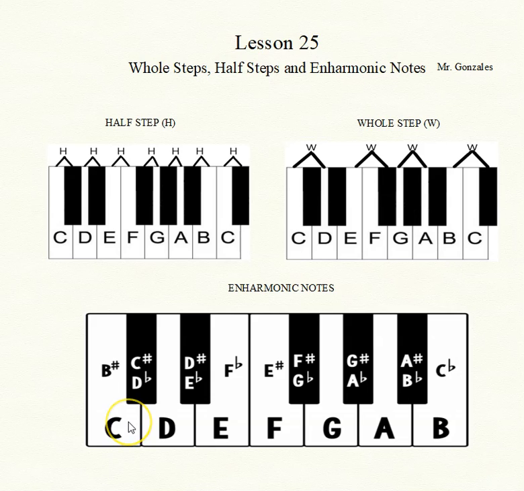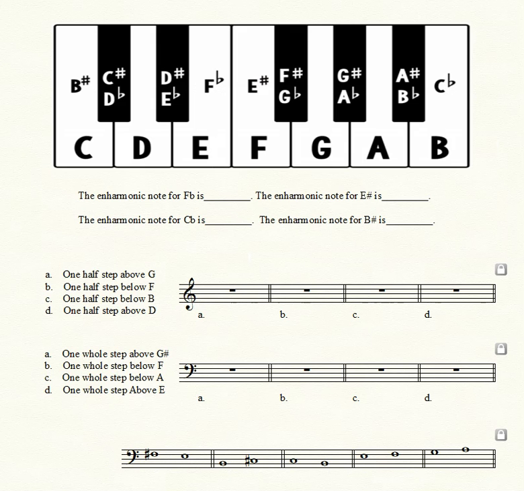The key a half step up from C is C sharp. This key is also a half step down from D and is also known as D flat. Many notes sound the same but are written differently. These notes are called enharmonic notes. And as you can see in our diagram, I have labeled every enharmonic note for you. Let's take a look at some exercises.